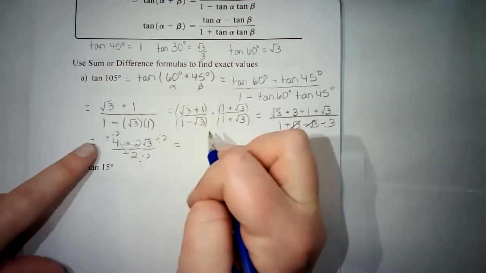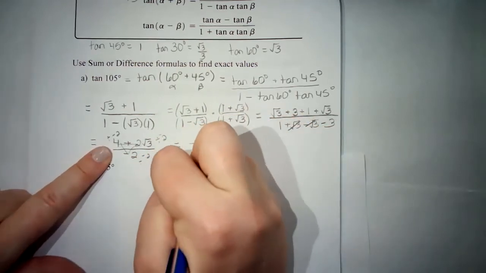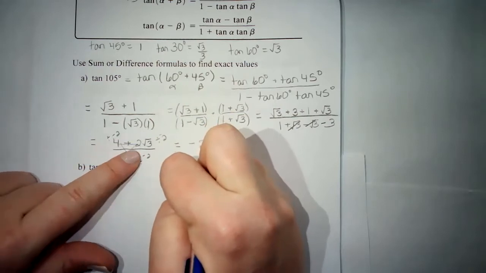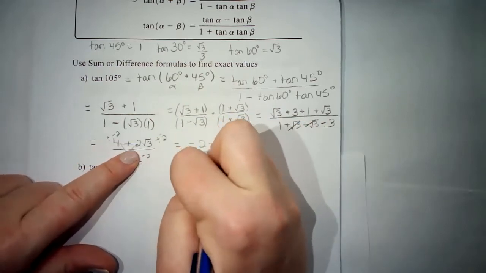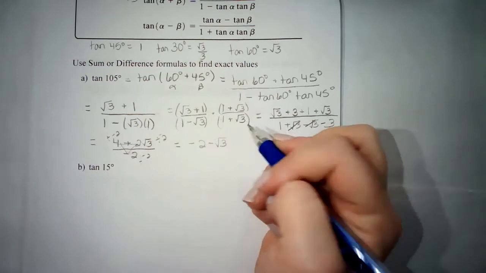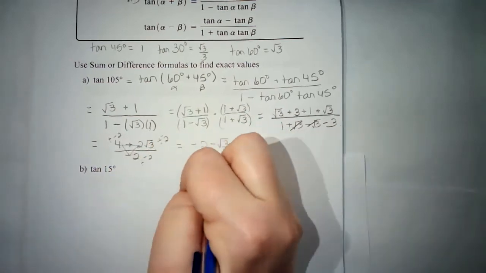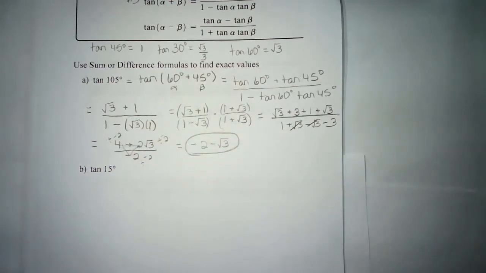So 4 divided by -2 is -2. 2 divided by -2 is -1. I still have root of 3. And then at the bottom, I just get a 1. And there's my final answer when I'm all said and done. How's that look? That's what I should come up with. So that was, I'm using air quotes here, the easier way to deal with it.